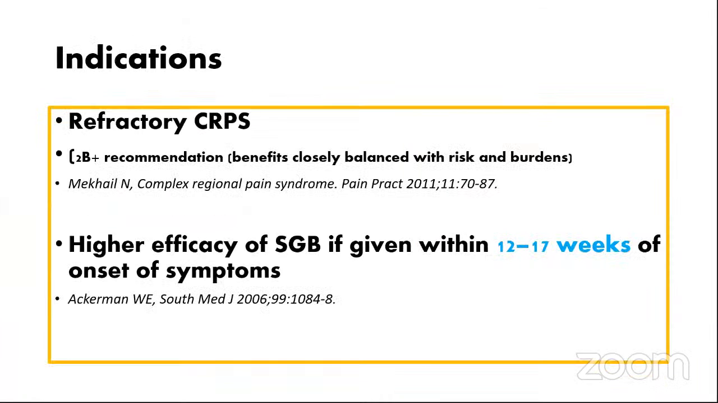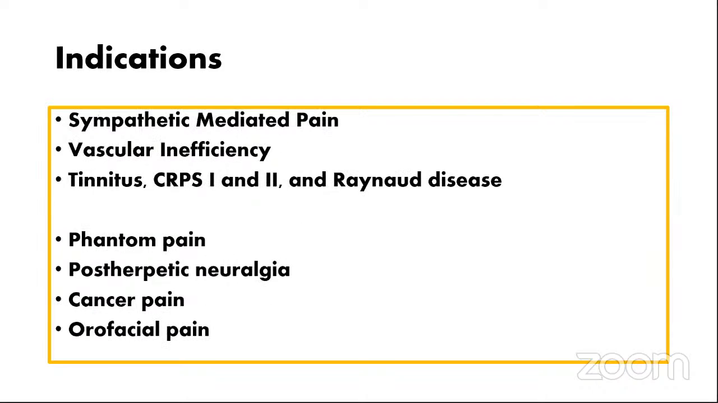Some of the indications are refractory complex regional pain syndrome, which has a 2B plus recommendation, meaning the benefits have to be closely balanced with the risks and burdens. And the efficacy is higher if the stellate ganglion blocks are given within 12 to 17 weeks rather than giving them after more than 27 weeks. So this is what is mentioned in the literature as well.